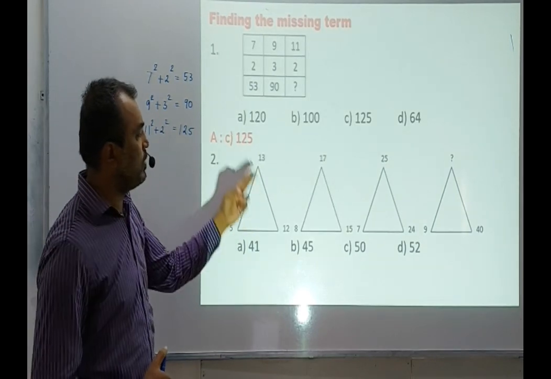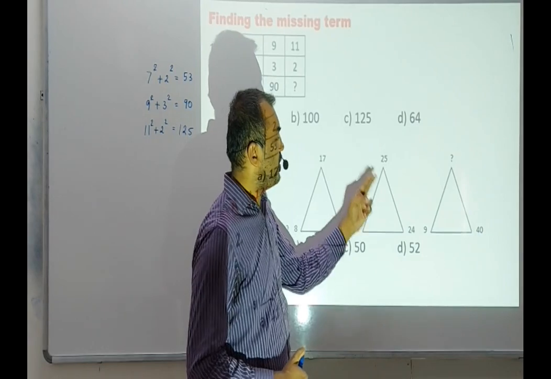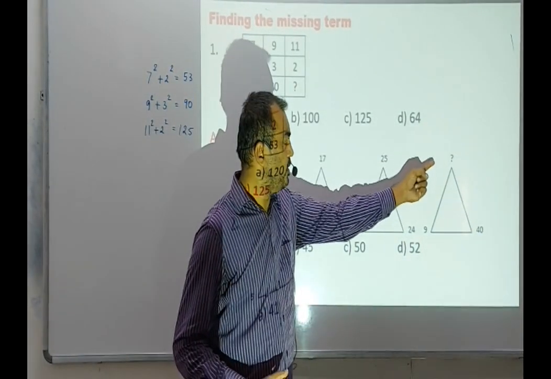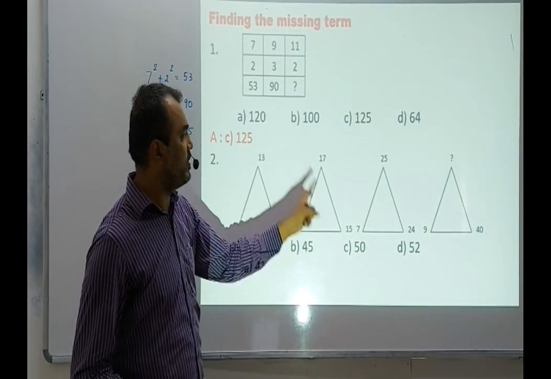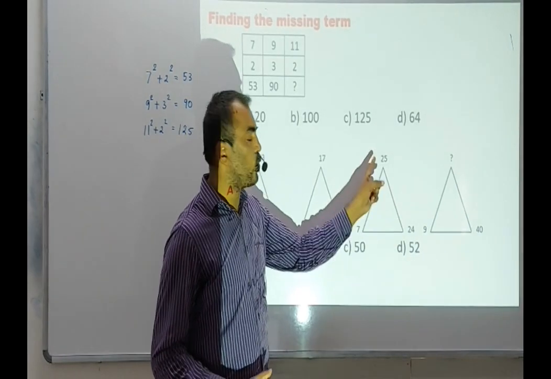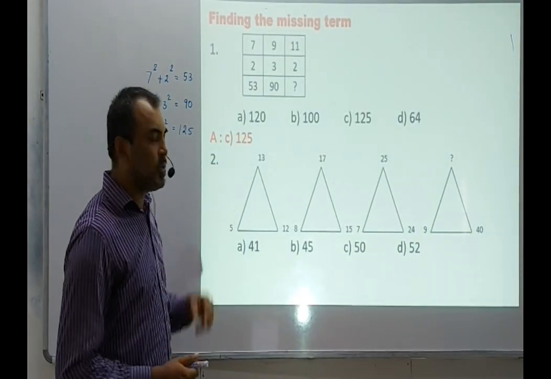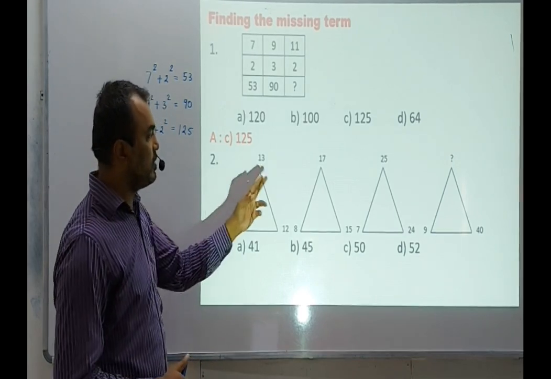So 5, 12, 13; 8, 15, 17; 7, 24, 25; 9, 40, dash. Now this is the dash we're supposed to find. But first, these: 5, 12, 13, 8, 15, 17, 7, 24, 25. Does it ring a bell? You must have done this in previous classes or in the present year, but does this ring a bell?